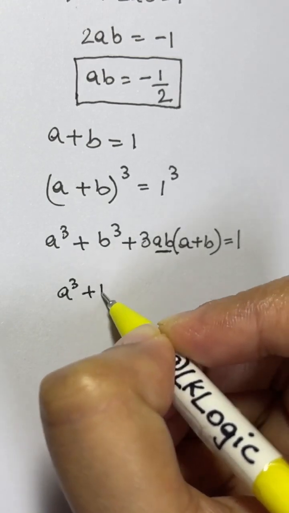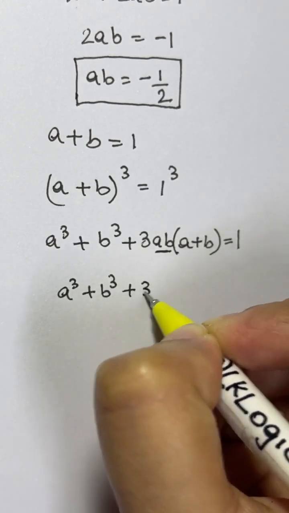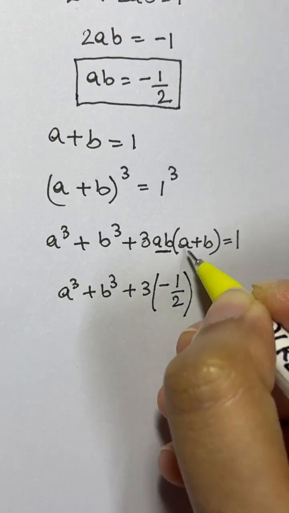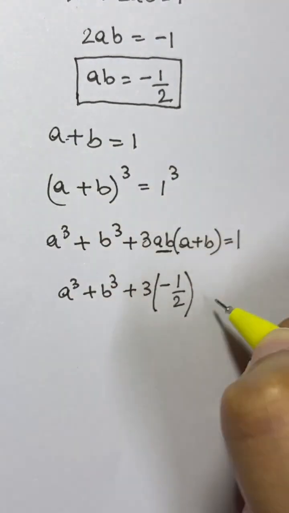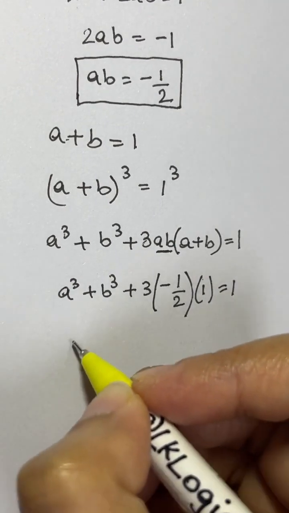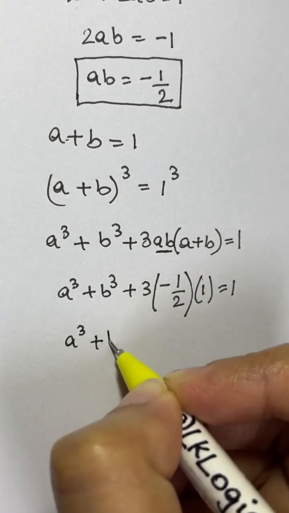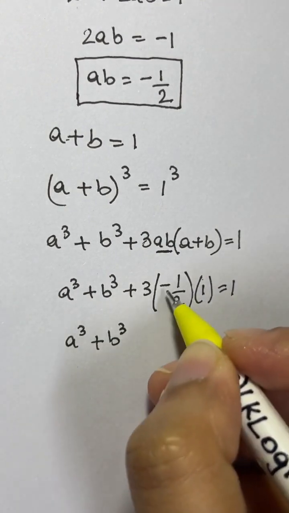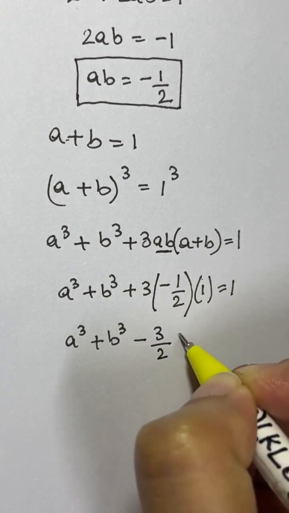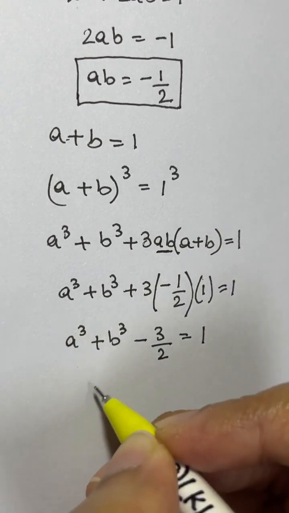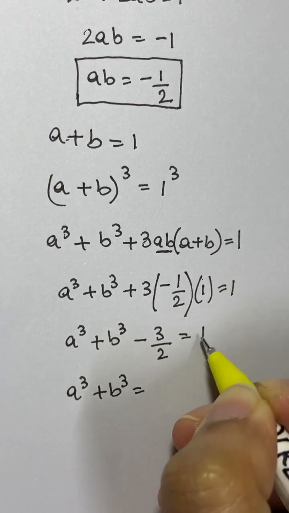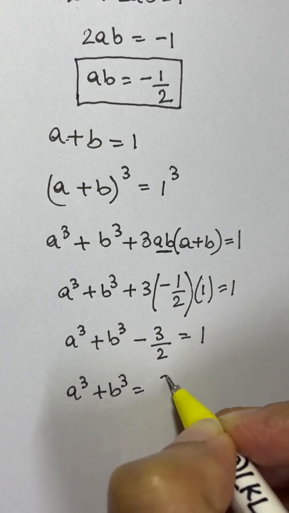a cube plus b cube plus 3 into minus half, times a plus b, which is 1, that's given to us, is equal to 1. Now I can just solve for that. a cube plus b cube, and plus times minus is minus 3 over 2, equals 1. Now what will be a cube plus b cube? a cube plus b cube is equal to 1 plus 3 over 2, that is 5 over 2.